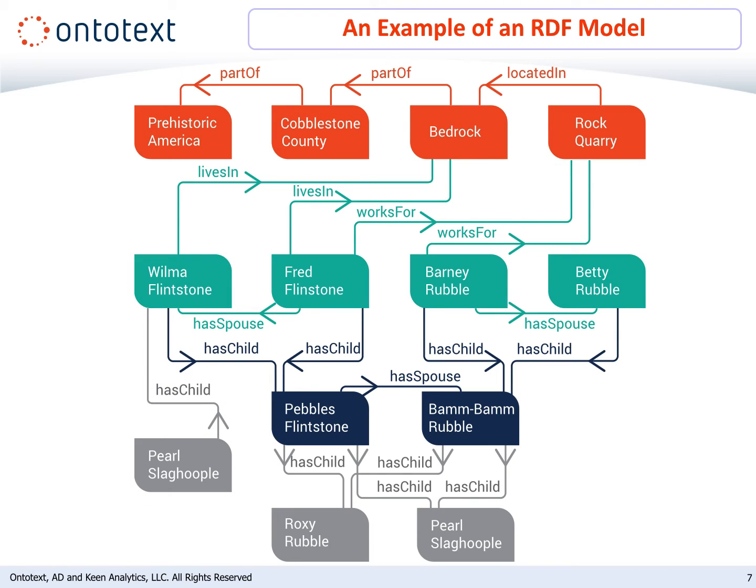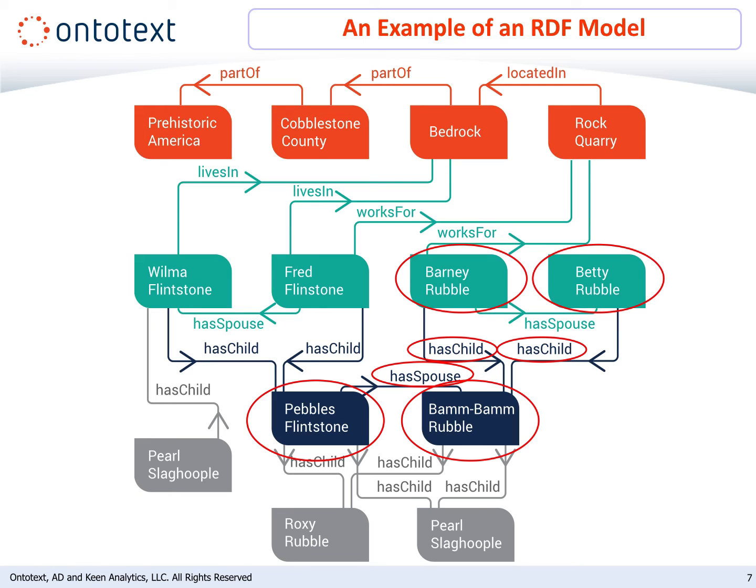Finally, Pebbles Flintstone is married to Bam Bam Rubble, who is the child of Barney and Betty Rubble. Thus, as you can see, many triples form an RDF model.